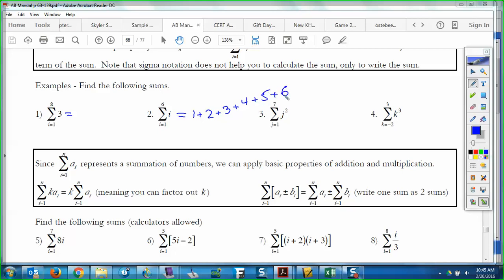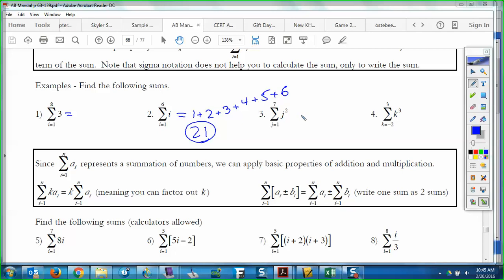In other words, this in here is a formula to find the terms when i goes from 1 to 6. So i starts out at 1, you plug it into there, and you get 1. That's the first term. When i is 2, we plug it into there, and that's the second term. i is 3, i is 4, i is 5, and i is 6. It gives you the terms. And then since it's a sigma, that means you add them. So you would just add it. So 3, 6, 10, 15, 21. So the answer to this one would be 21.